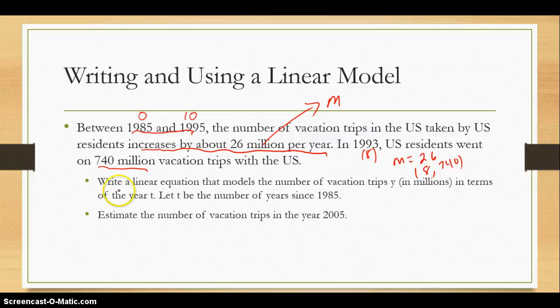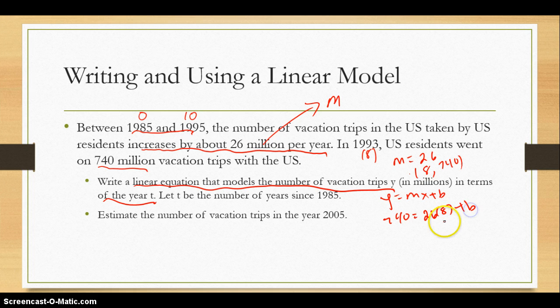So write a linear equation that models the number of vacation trips, Y in millions, and the year T. So let T be the number of years since 1985. So it's very important that they're telling us here to write in y equals mx plus b. Give them a linear equation so they could figure this out for years to come. So we don't have our b here yet, but we do have an ordered pair, and we do have our slope. So 740 equals 26 times 8 plus b.